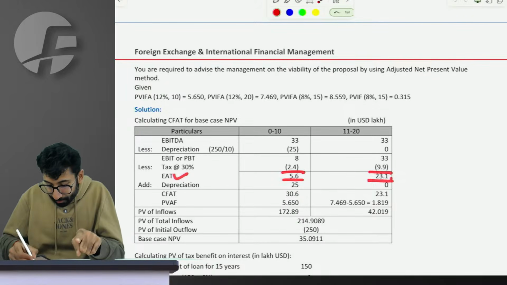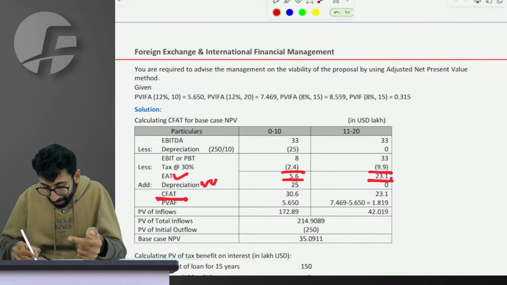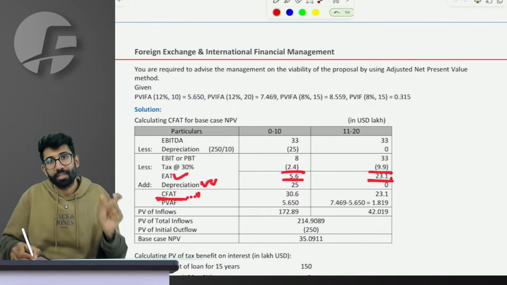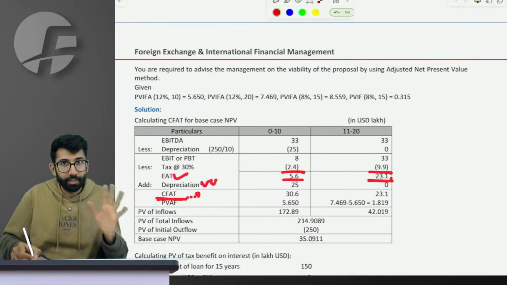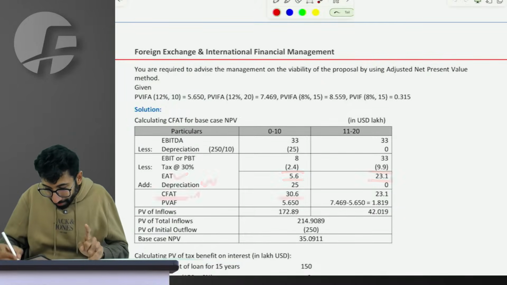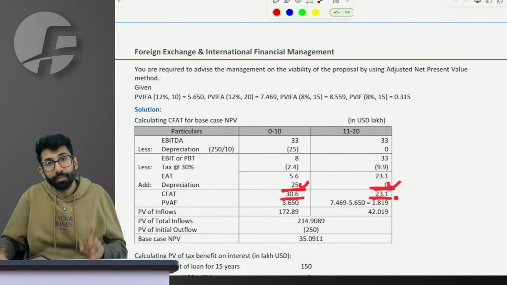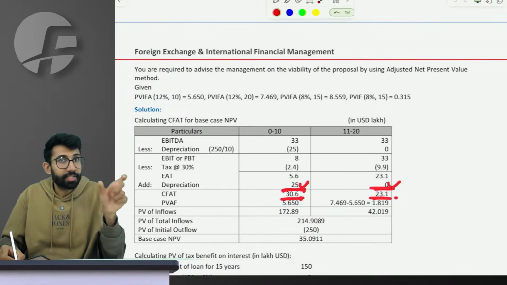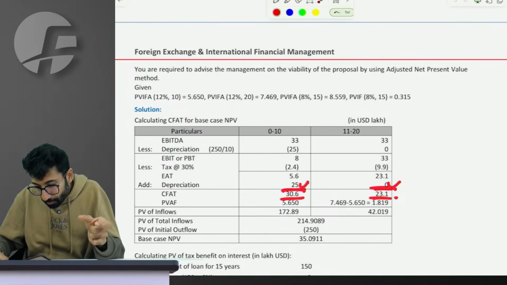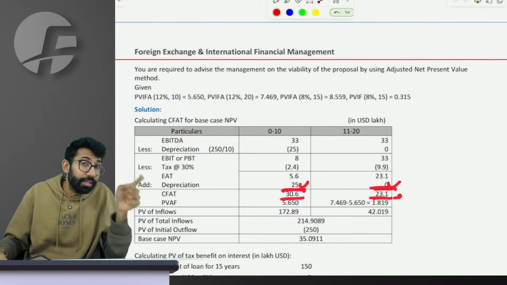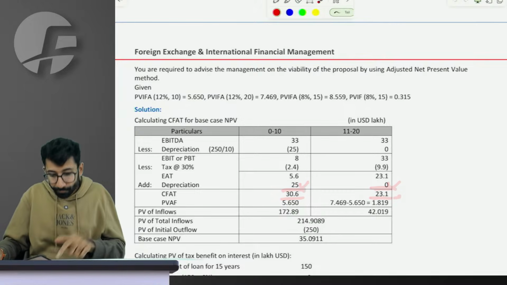To earnings after tax, when you add back depreciation, what we calculate is CFAT. This is something very basic. You have already learned it in advanced capital budgeting decision, another video of another chapter. When you add back depreciation, you calculate CFAT of 30.6 and 23.1. Means for the next 10 years, the cash flow that I will earn is 30.6. And after those 10 years, the cash flow I will earn is 23.1. And I need the present value of all those 20 years cash flow today.